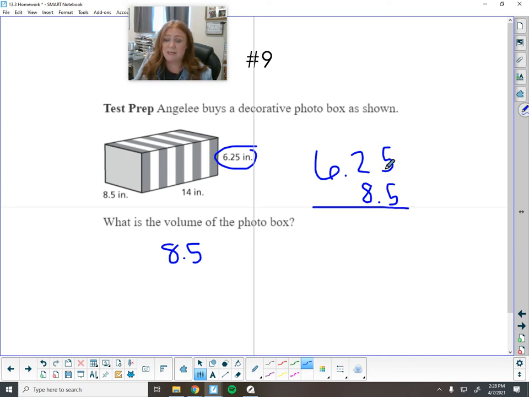And remember, you have 1, 2, 3 decimal places. Then once you know this answer, then you'll times that by 14. I always like to save the last ones for the end. I like to get the hard stuff out of the way, but you can do it in whatever order you feel like. You could do 6.25 times 14 and then times by 8.5. You should all get the same answer. So length times width times height, and that will give you the volume of the photo box.